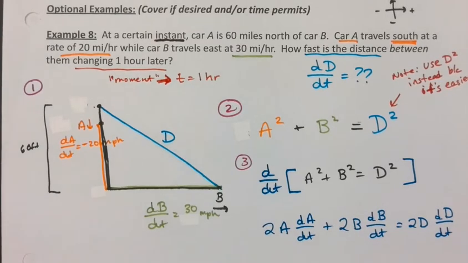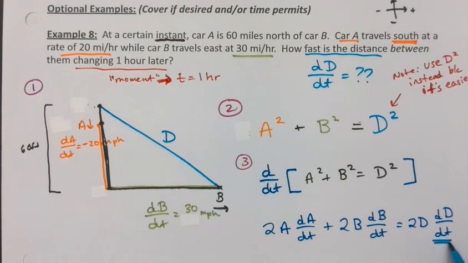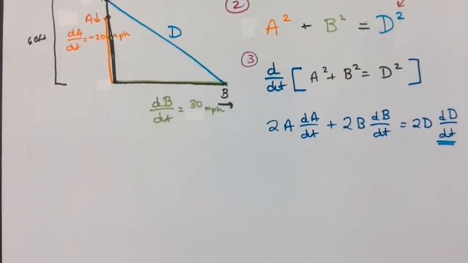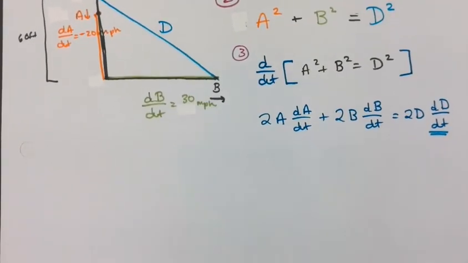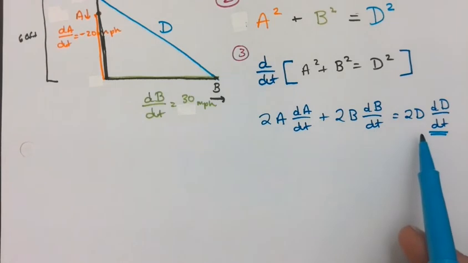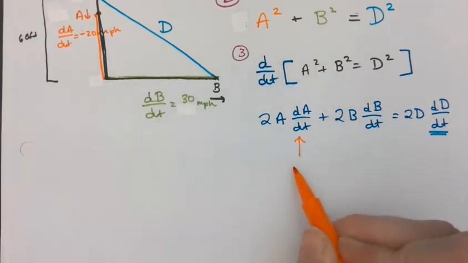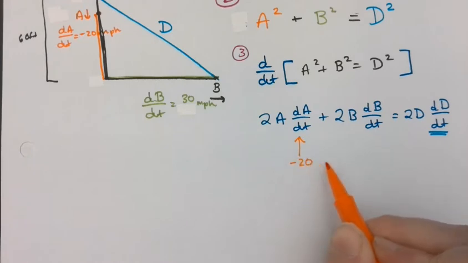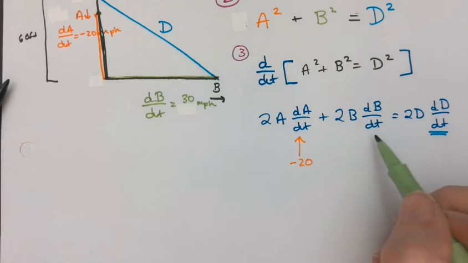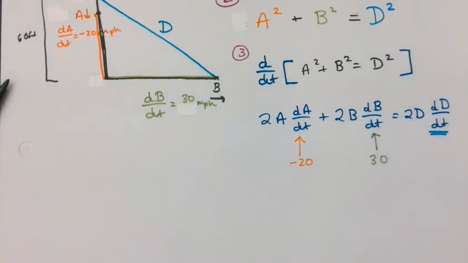Now, dD dt is what we're looking for. So this one over here, I don't expect to have a value for. But I'm going to need values for everything else. Well, luckily, a couple of them were given to us. We know that dA dt is negative 20. We know that dB dt is positive 30. So that's 2 of them.